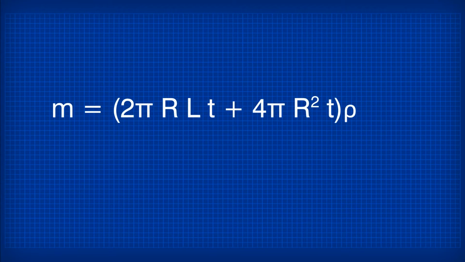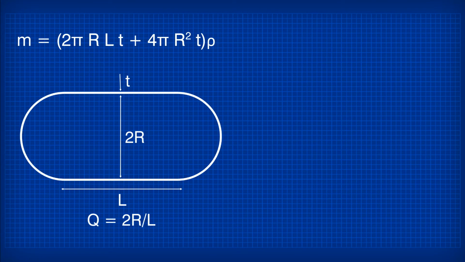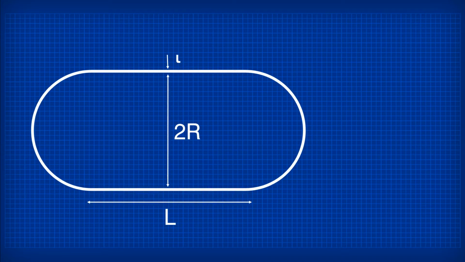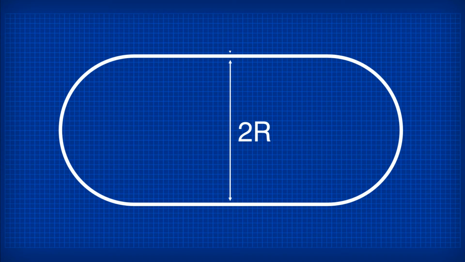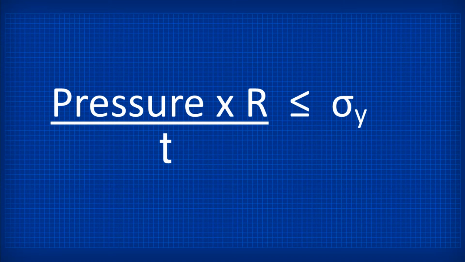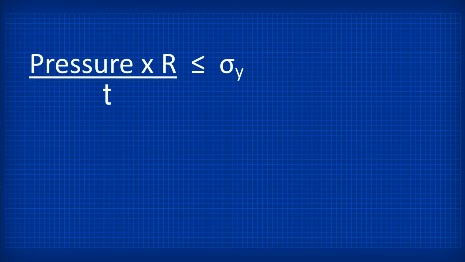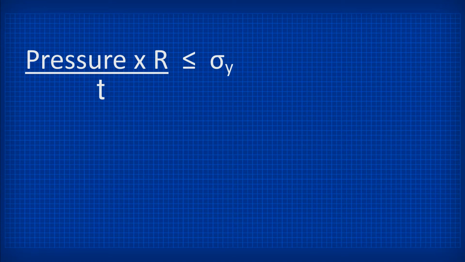Starting with the mass of the tank, Q, the aspect ratio, is fixed by the dimension requirements. The stress in the wall of the tank caused by the pressure must not exceed the yield strength of the material of the tank wall, i.e., this inequality must be satisfied. We substitute for the thickness a free variable, giving this.